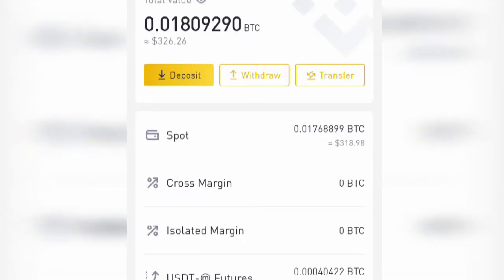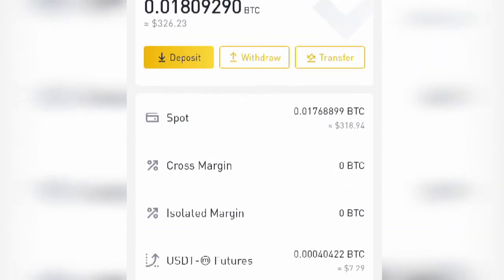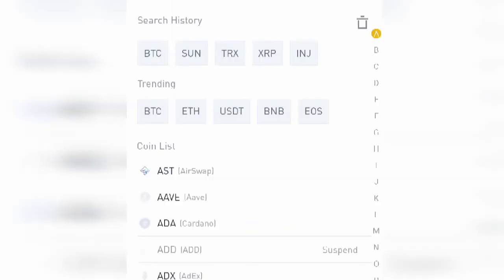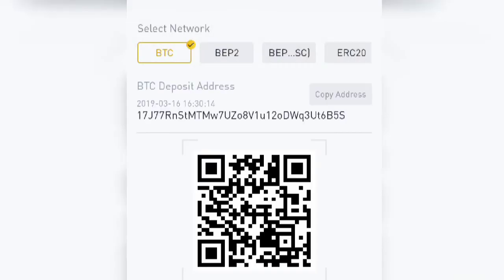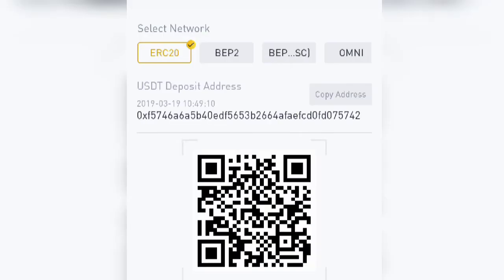So you come to your wallet and you click deposit. You click deposit and you click BTC. You copy the address and you send it to wherever you're depositing from, your P2P or an external wallet, or you click USDT, you copy the address and you send it to wherever you're depositing from.